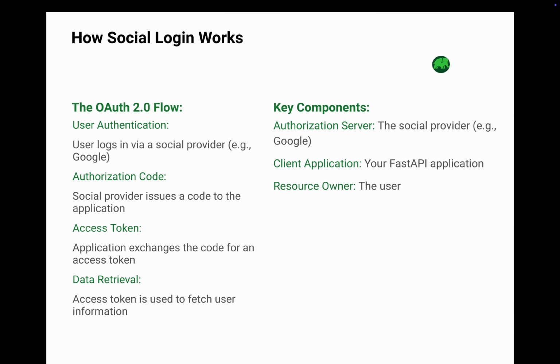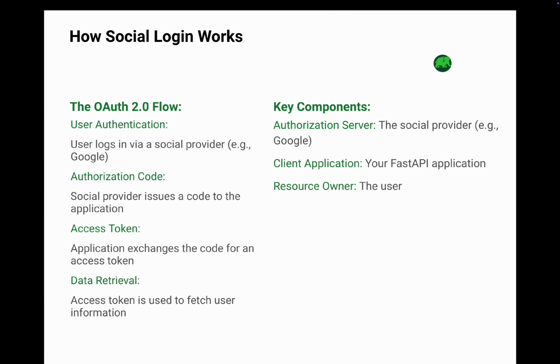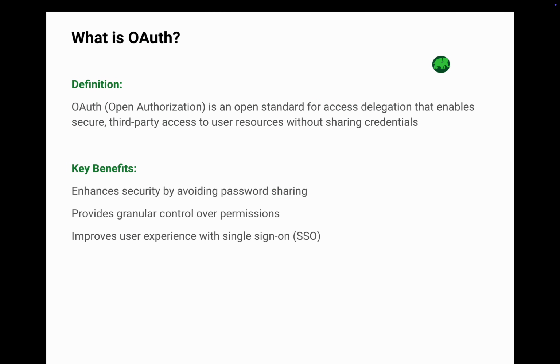Here are some key components. Authorization server: the social provider like Google, LinkedIn, or GitHub. Then the client application, your FastAPI app. Then resource owner, which is the user who grants permission. OAuth is a foundational concept for modern web security. Whether you are a developer or just a tech enthusiast, understanding OAuth is crucial for building and using secure applications.